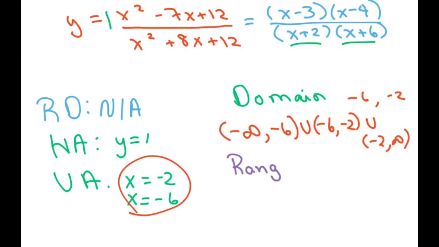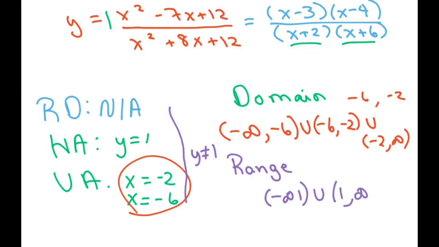And for your range, that is your y. So if you use interval notation, we just know y can't be 1 because there's a horizontal asymptote there. So we're going to just write negative infinity to 1, open interval, or 1 to infinity.